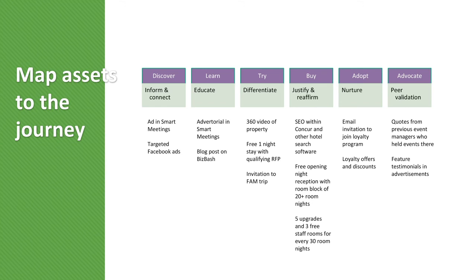In the buy phase, did you know, you probably don't, but you might know that within something like Concur, there is SEO inside there. There's search engine optimization inside your corporate planning, your corporate travel tools. So if you're the hotel, you can actually work with Concur or other hotel search software and get your search engine optimization to have your hotel come up first within the search inside a company.